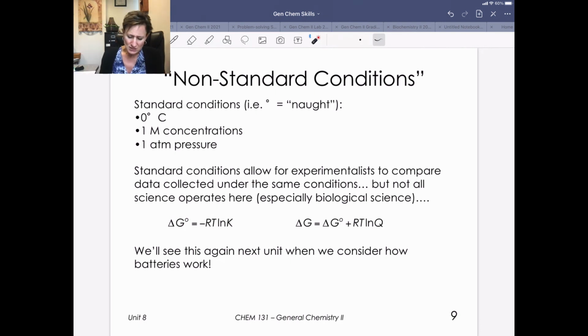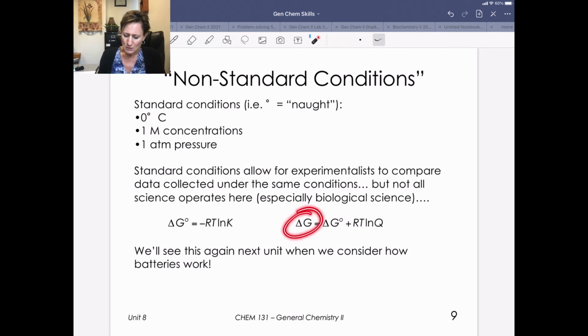So these standard conditions are important because they allow experimentalists to directly compare data that they collect under these same conditions. But not all science operates at these standard conditions, and this is especially important in the biological sciences because our body temperature isn't 0 degrees. We generally don't have 1 molar concentrations of biological molecules in our body. Now, we do tend to live at atmospheric pressure, so that tends to be okay, but we're very non-standard with the rest of these.